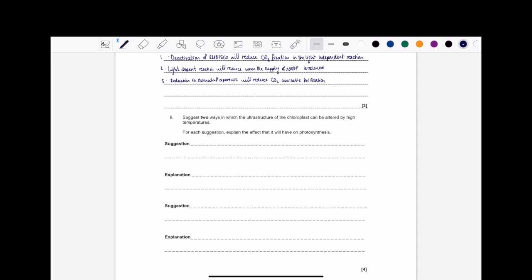So for example, let's cast our minds to the light dependent stage. It is very dependent on membranes, is it not? And so if there is damage to the membranes in the chloroplast, due to these high temperatures, what would that reduce? Light dependent stage. That will be one suggestion and one explanation.